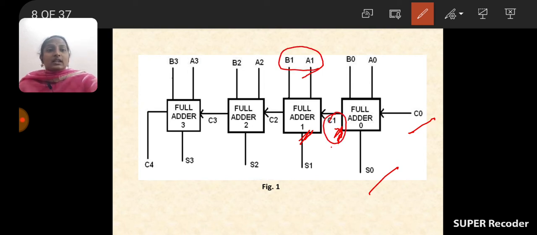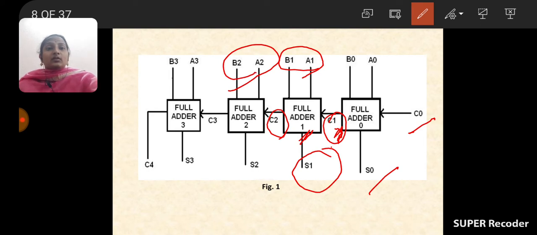So these 3 are the inputs. By adding these 3 bits A1, B1, C1, we are getting some S1 and carry C2. So the sum S1 is there in our result and the carry will be added to the next bits. Our next bits are A2 and B2. Here A2, B2, C2, these 3 bits are added and produce S2 and carry C3. And this carry C3 is added to the next full adder.